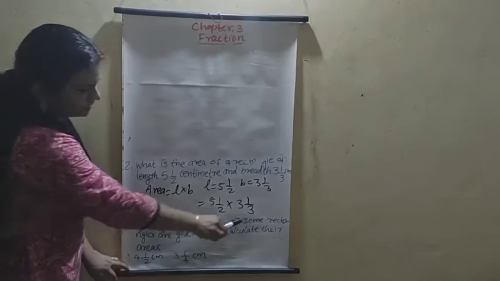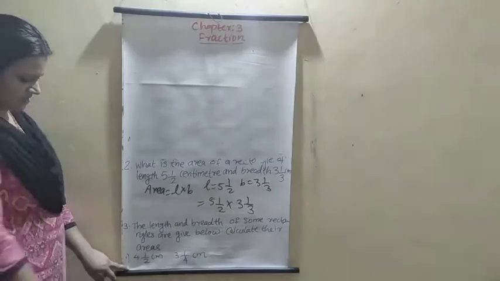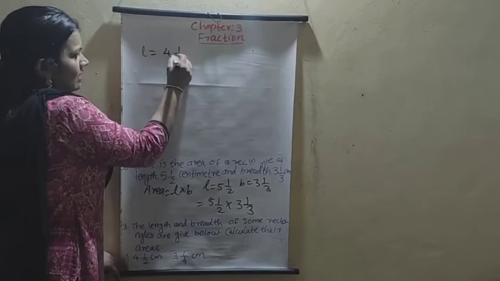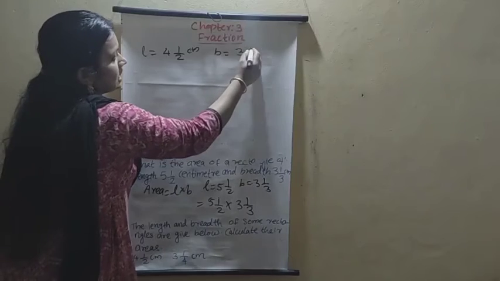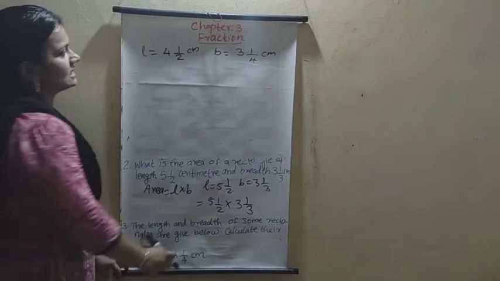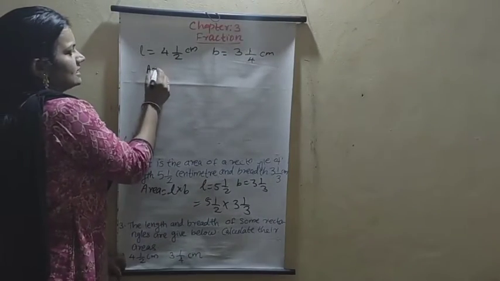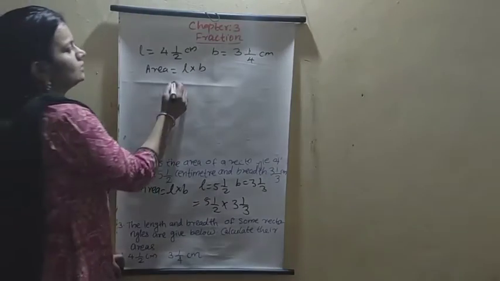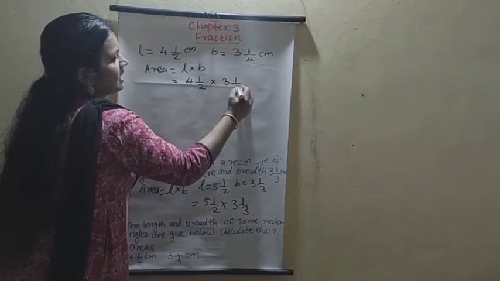The length and breadth of some rectangles are given below. Calculate their areas. The first one: length L is equal to 4 1 by 2 centimeter, breadth is equal to 3 1 by 4 centimeter. This is the mixed fraction. Then area is equal to length into breadth, so we are doing 4 1 by 2 into 3 1 by 4.